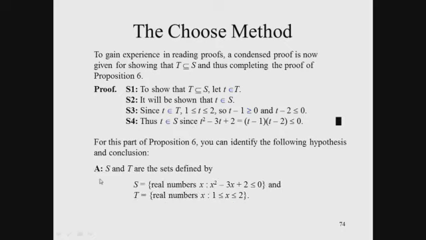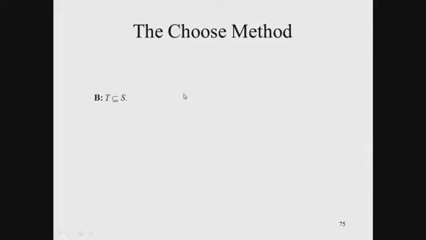So here's the hypothesis. S and T are the sets defined by S equals the set of real numbers x such that x squared minus 3x plus 2 is less than or equal to 0. And T is the set of real numbers x such that x is between 1 and 2. And what is the conclusion? What are we trying to show? T is a subset of S.